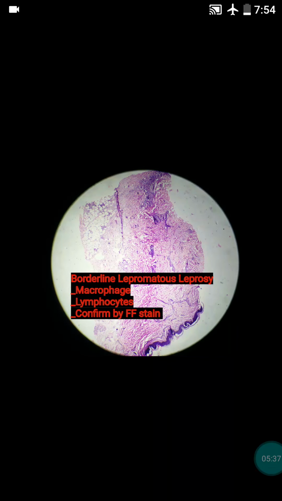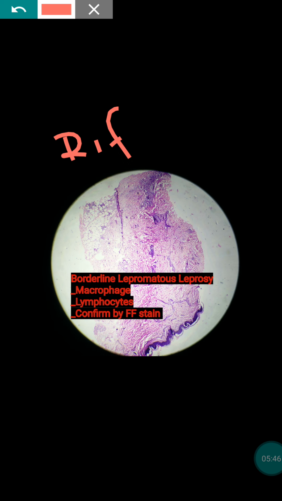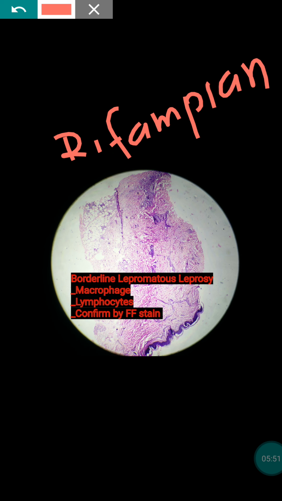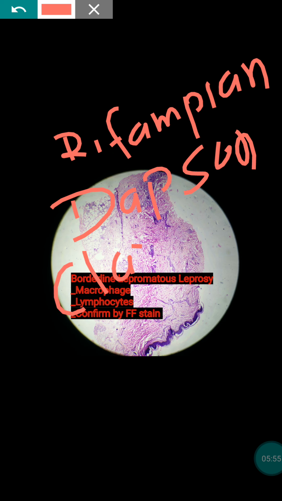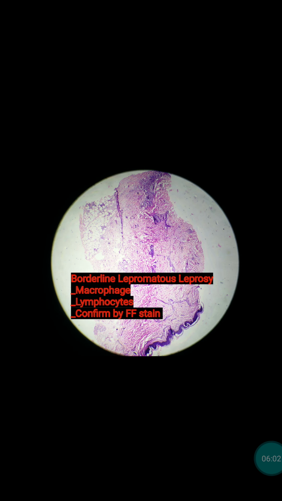What can be the treatment of this leprosy? The treatment usually involves giving antibiotics in the form of rifampicin, dapsone and clarithromycin. These three drugs are used in leprosy treatment, and the treatment may vary from 6 to 8 months as well. You have to take this treatment continuously to eradicate the leprosy.